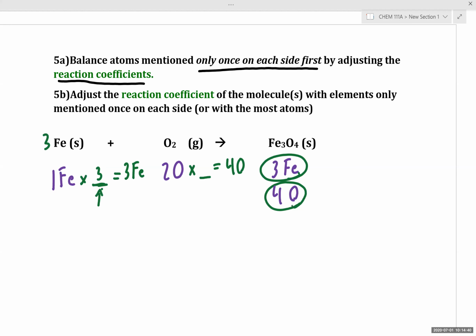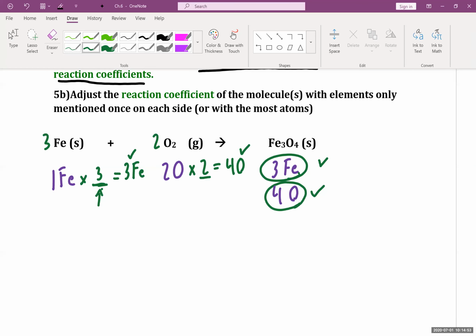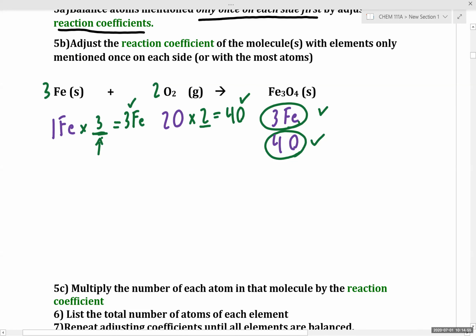2 times what would give me 4? 2, yep. Perfect. So now we have an equal number of atoms of each element on each side of our chemical equation. I find this guess and check method is quite useful. So in the end, we have the following equation.